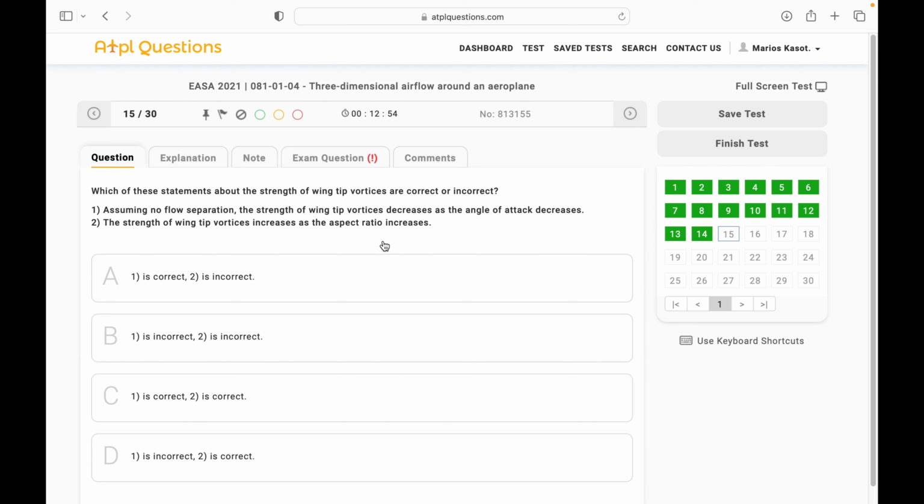Which of these statements about the strength of wingtip vortices are correct or incorrect? Assuming no flow separation, the strength of wingtip vortices decreases as the angle of attack decreases. This is correct. And the strength of wingtip vortices increases as the aspect ratio increases. And this is incorrect. Correct and incorrect. The correct answer is A.